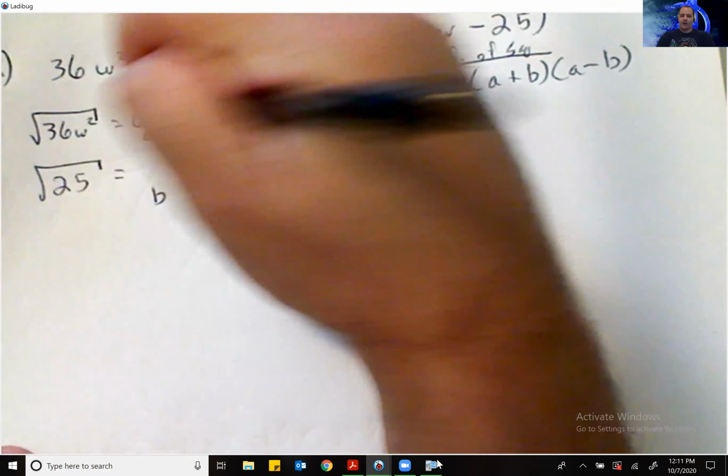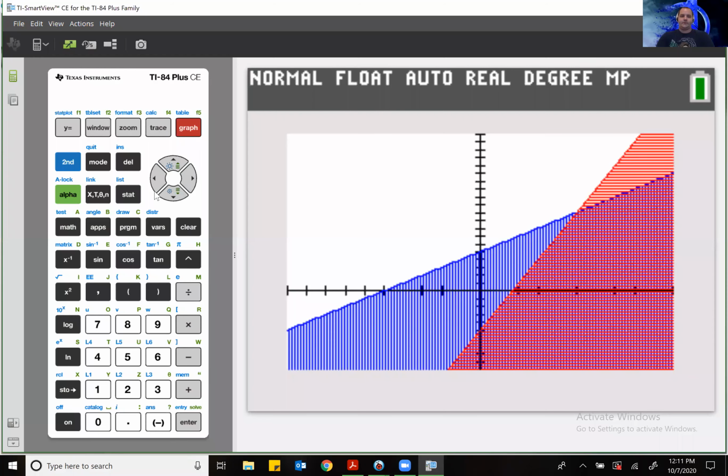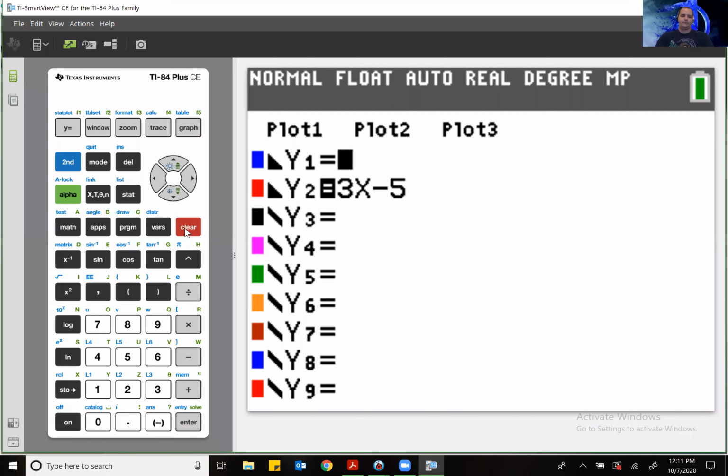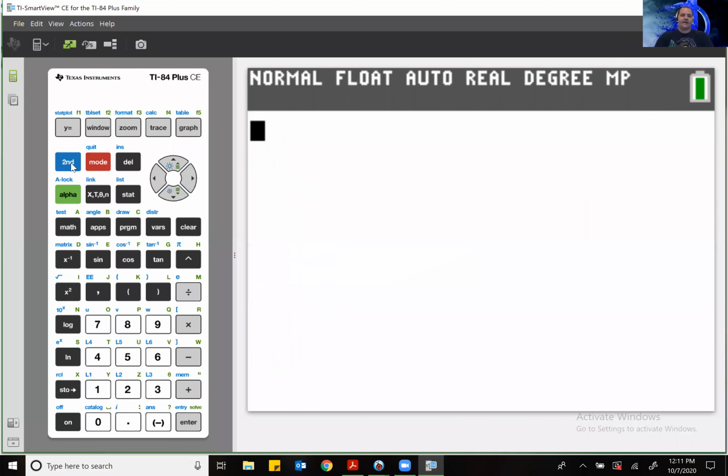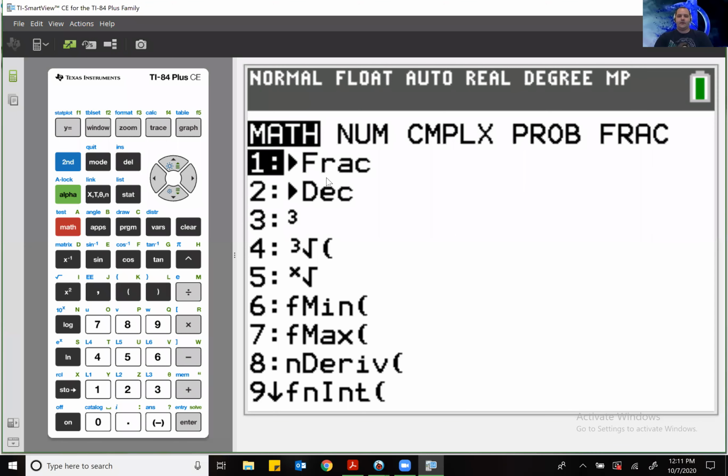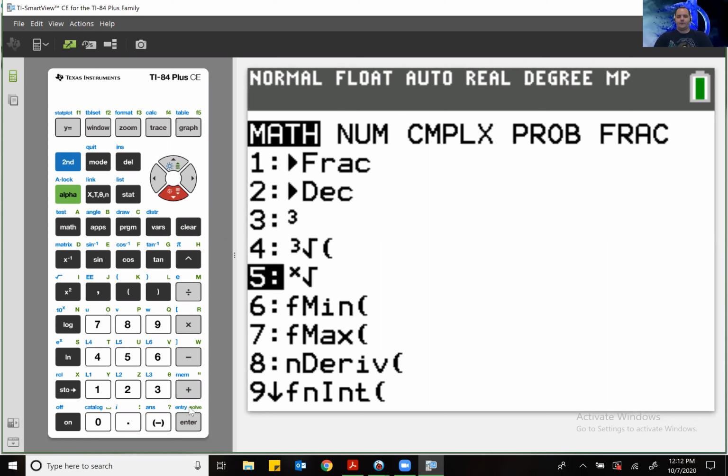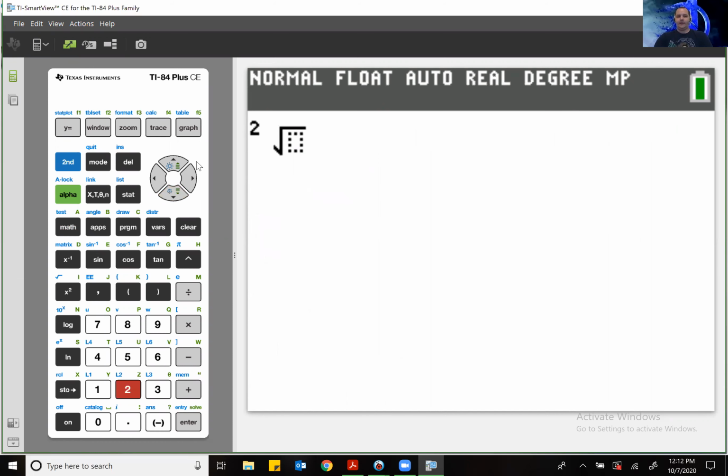6W. Because remember on your calculator, your square root button, you hit second, X squared, and there's your square root button. Or you could click on math, and you can go down to number 5. And then you just put a 2 in the blank. And then now you can put in the 36, because the square root of 36 is 6.